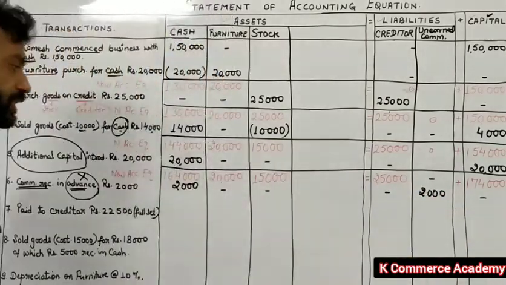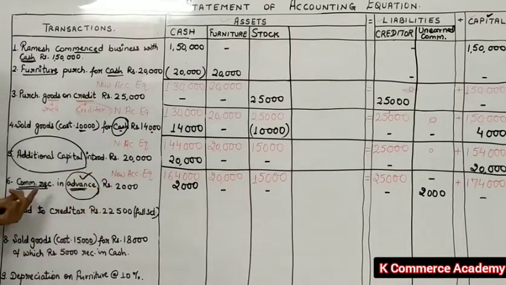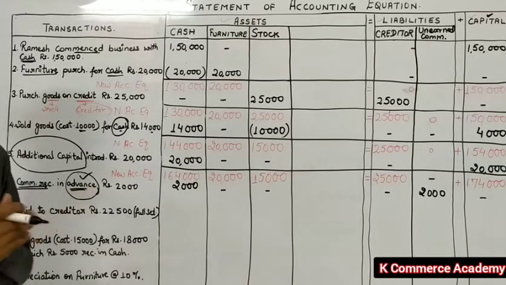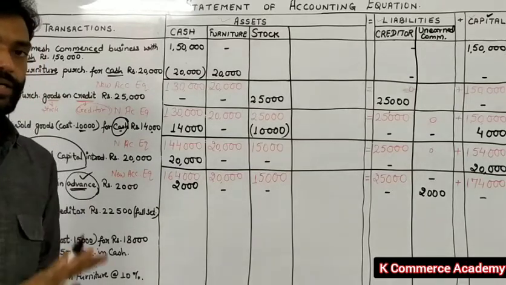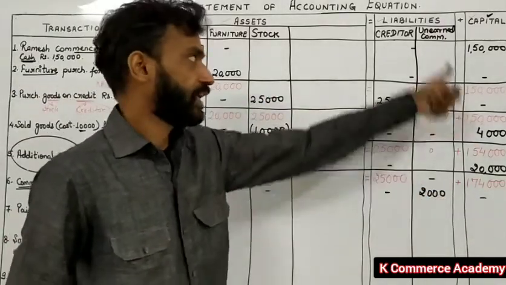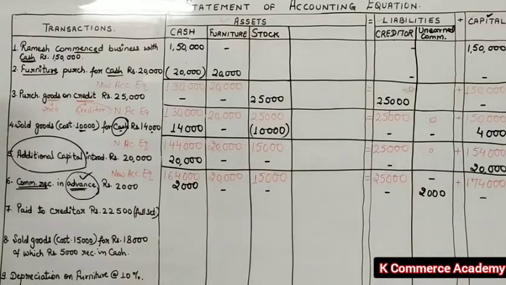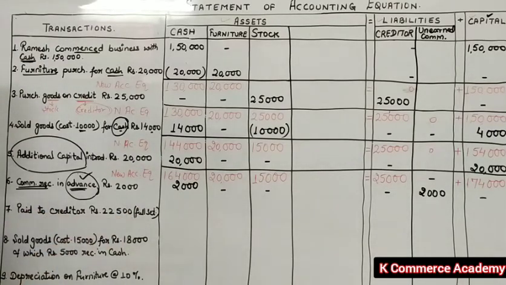लेकिन यहाँ पे ट्रांजैक्शन क्या है? ट्रांजैक्शन है कमीशन रिसीव्ड इन एडवांस. बिकॉज ये कमीशन एडवांस में रिसीव हुआ है, so it will not become an income for our business, but it will become a liability for the business because it is an unearned income. So instead of adding it to the capital, we have created a separate column in liabilities for this unearned commission.